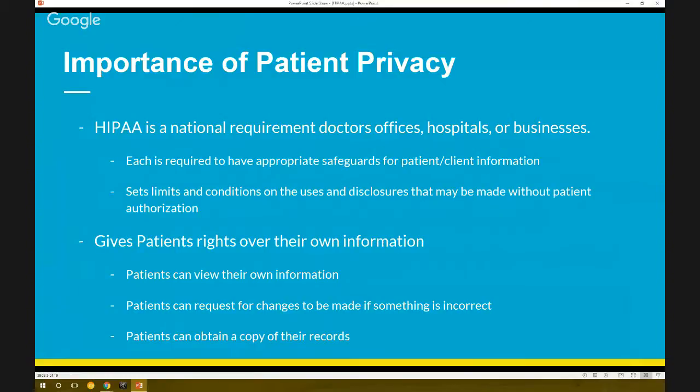The HIPAA privacy rule was made to protect patient information and data and medical records. Like we said earlier, it is a national standard or requirement in all facilities. It gives patients the right over their own health information, and this includes the right to examine their medical records as well. Next slide, please.